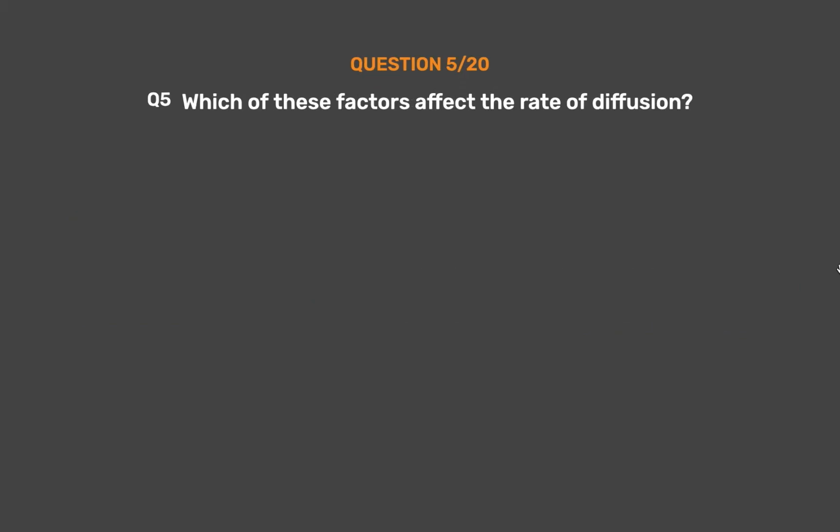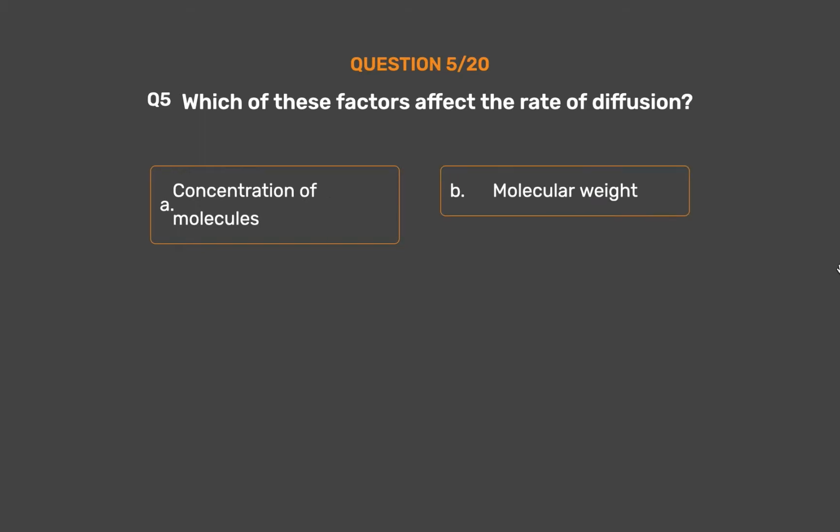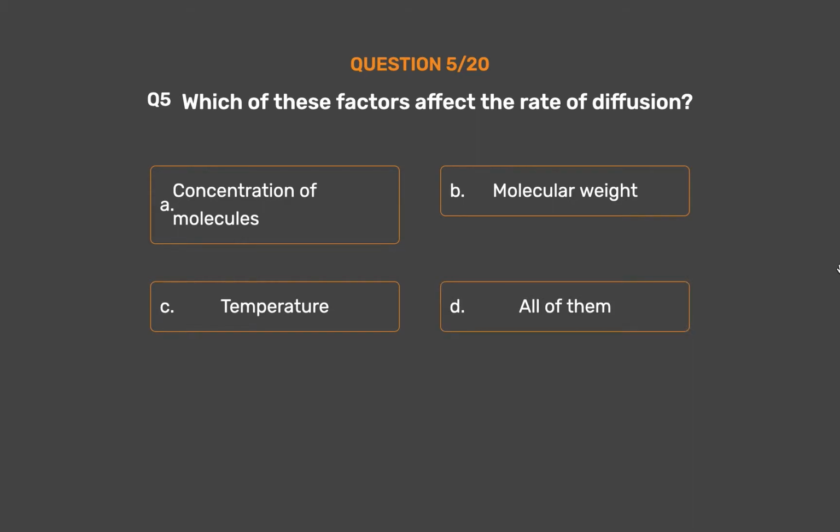Question number 5. Which of these factors affect the rate of diffusion? Option A, concentration of molecules. Option B, molecular weight. Option C, temperature. Option D, all of them.